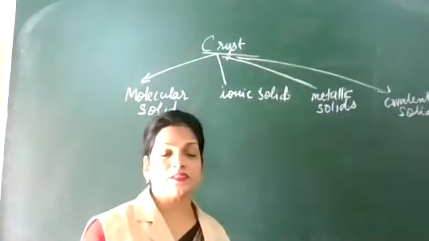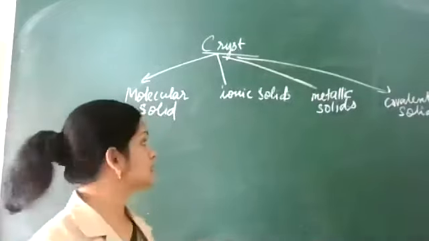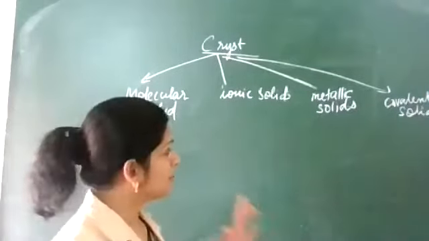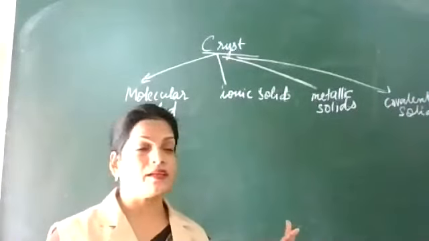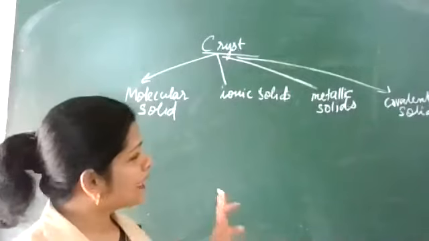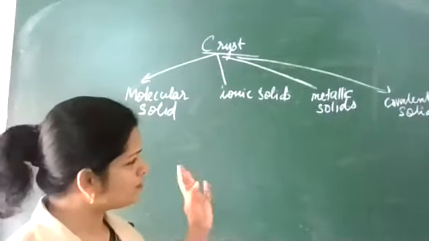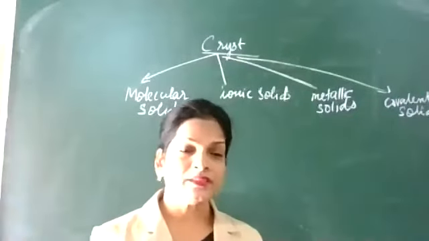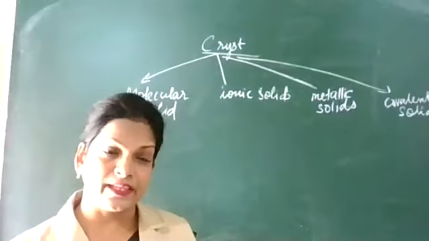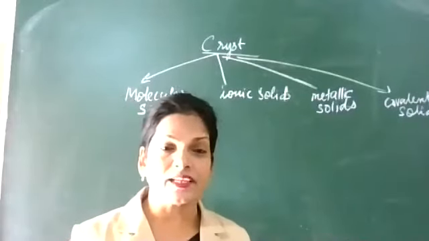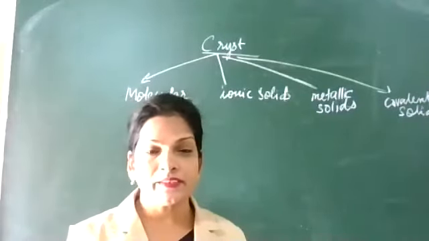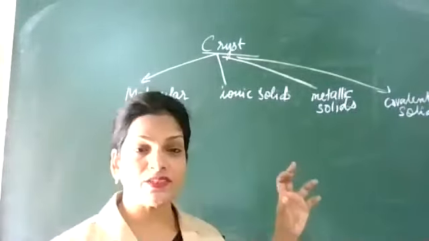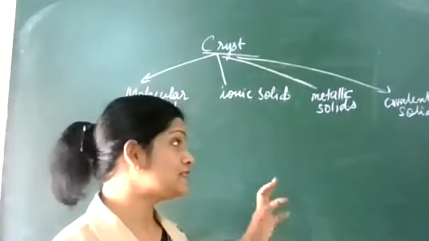Molecular solids means the constituent particles are molecules. Ionic solid means constituent particles are ions. In metallic solid, the constituent particles are atoms, but atoms after releasing electrons. Such atoms can release electrons very easily. After releasing that electron, the atom is not a whole atom, it is a positively charged ion, that is, a cation, and electrons.